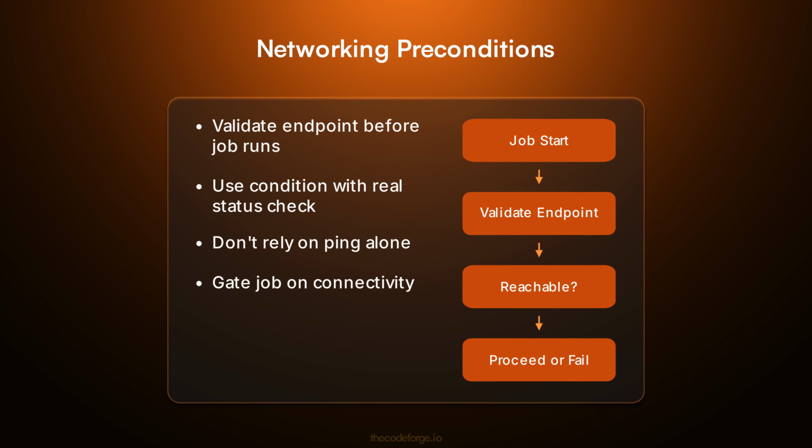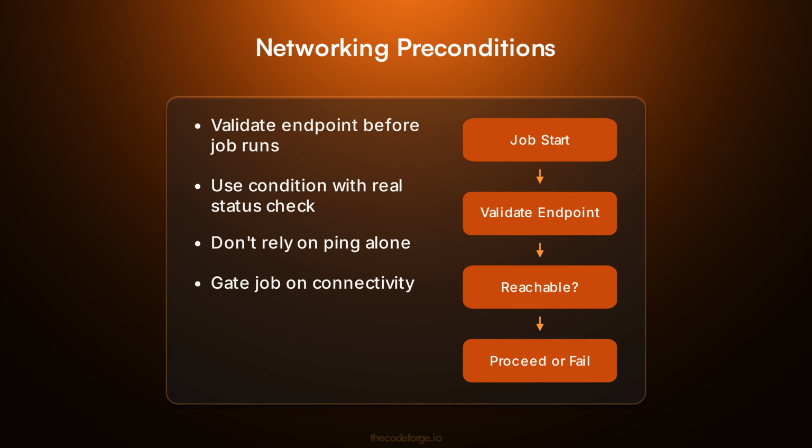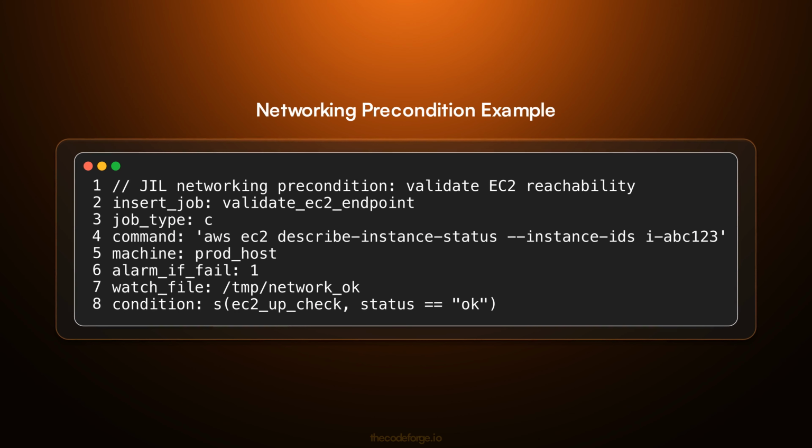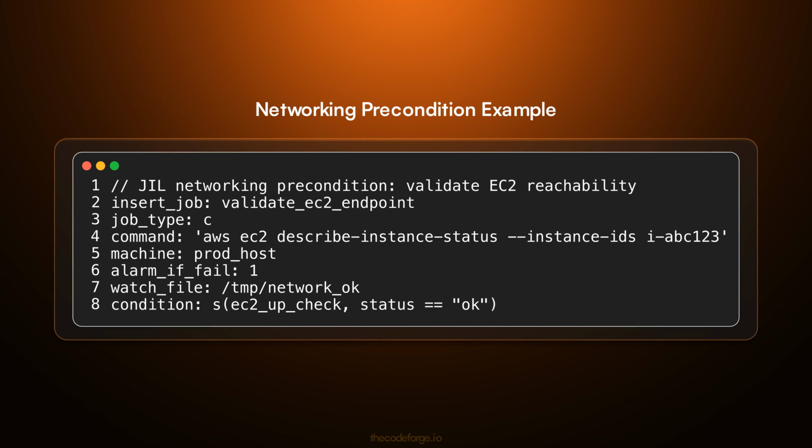Always validate network connectivity to your target before the main command runs. Use a condition that checks DNS, port, or Amazon Web Services API status. This job checks the elastic compute cloud instance status before proceeding.